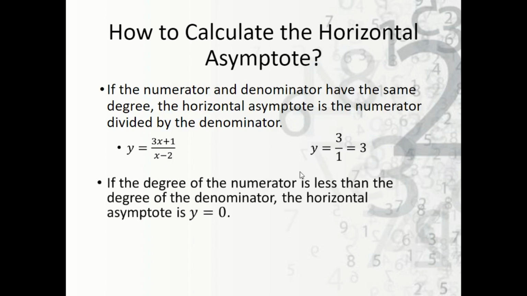Now, if the degree is not the same, so the degree in the denominator is bigger, we're going to have a horizontal asymptote at y equals 0. So for instance, x minus 1 over 2x squared plus 7. Well, we can see that we have a higher degree in the denominator, so we're going to have a horizontal asymptote at y equals 0.